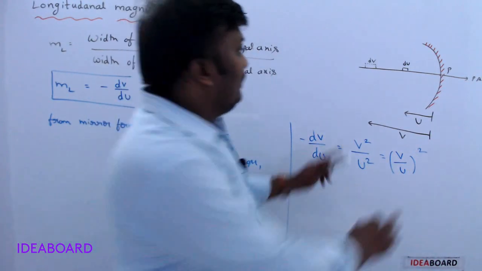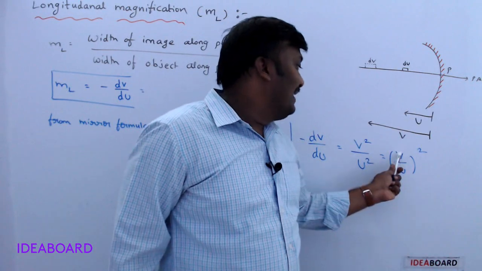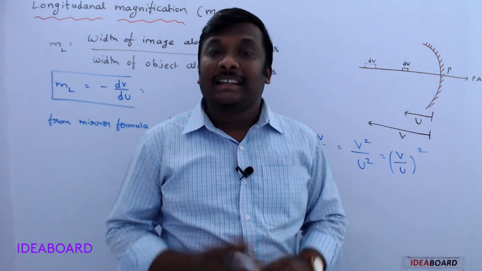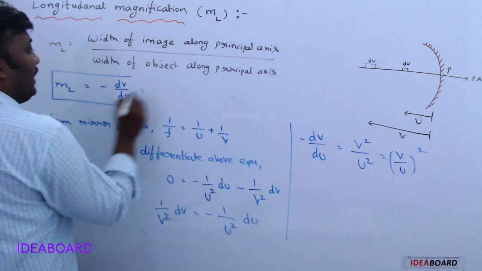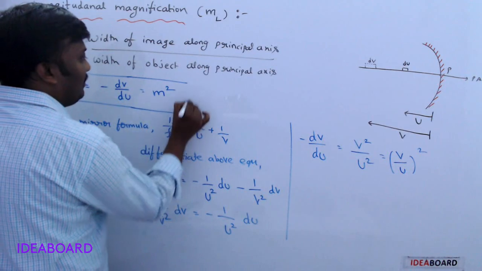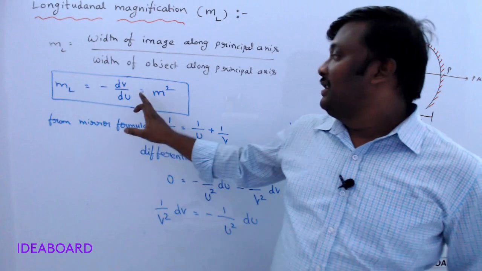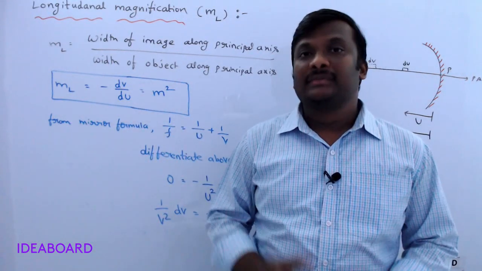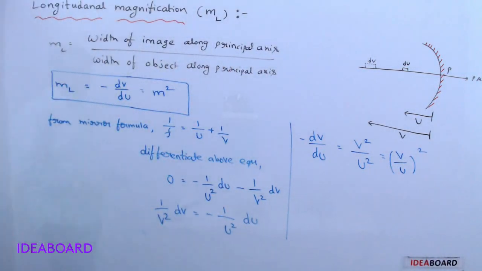What is v? Image distance. u, object distance. So image distance by object distance is nothing but m. Remember, that's why the formula for ML is nothing but m square. So longitudinal magnification is the square of the lateral magnification. Simple formula. Note it down.